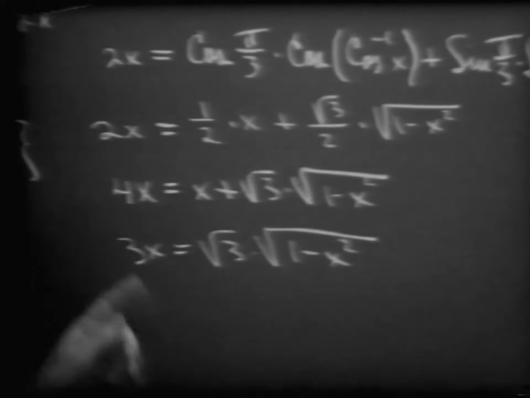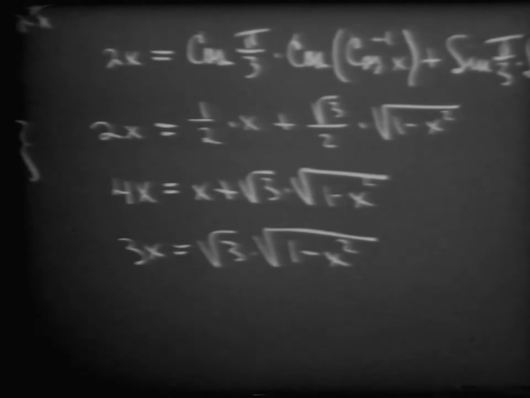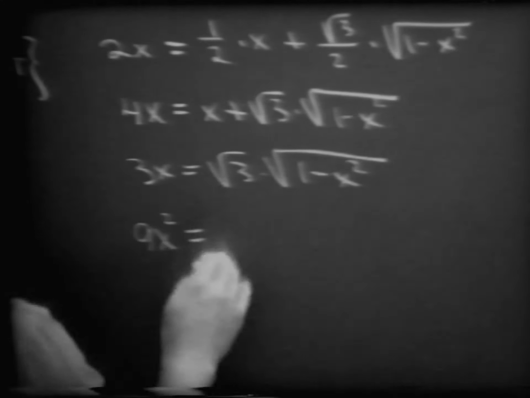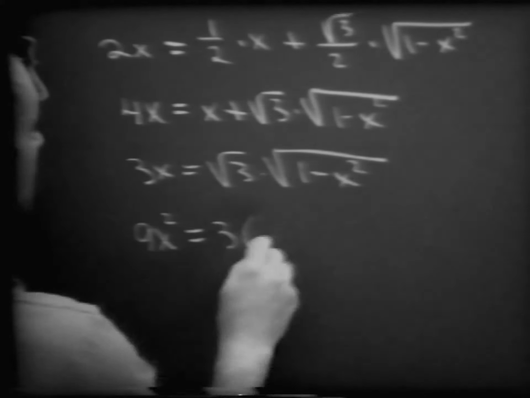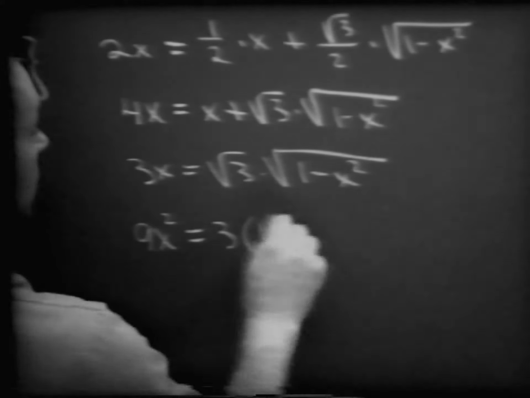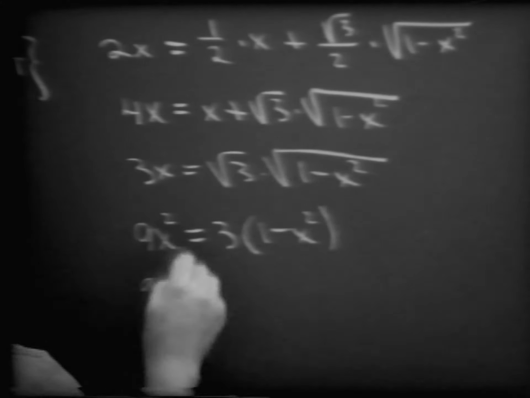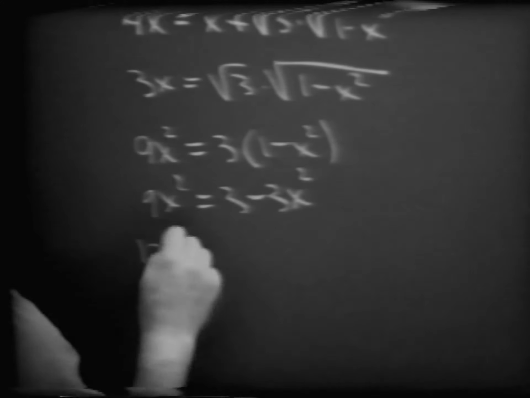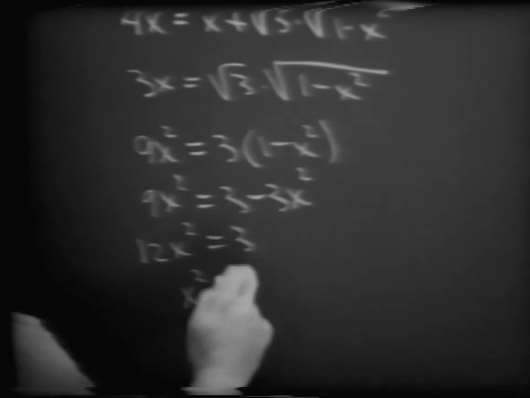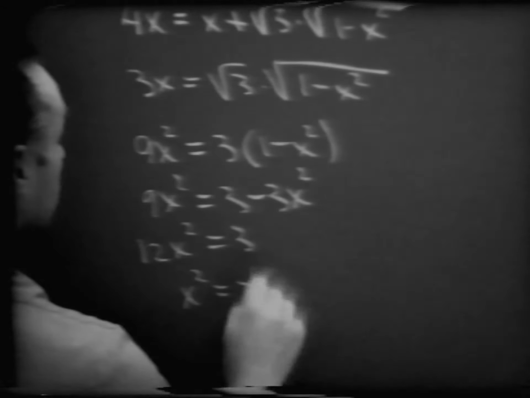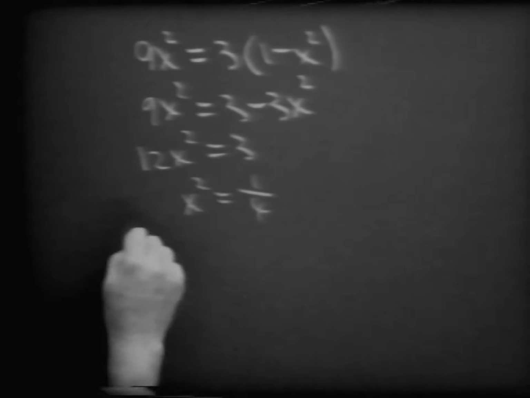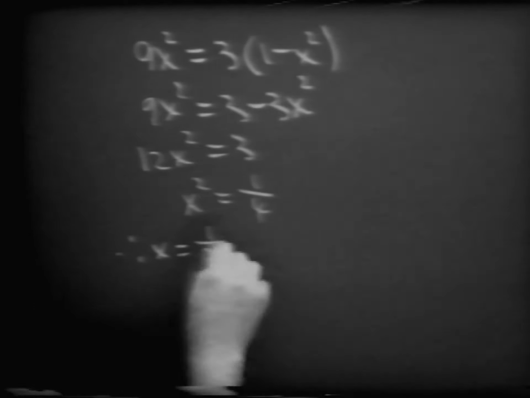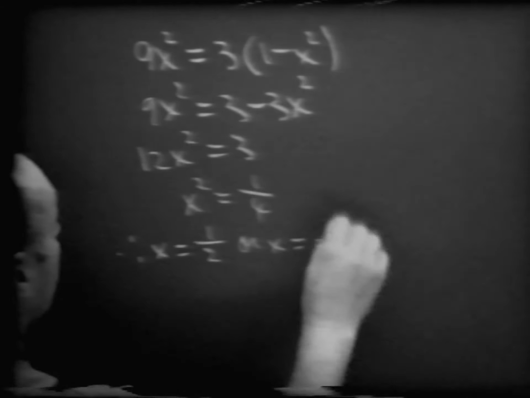Square them. Now, as soon as you square them, you have lost equivalency. Is that right? Because when you undo that, you might get plus or minus. So if we square this number, we get 9x squared is equal to 3 times 1 minus x squared. Well, if you simplify that, we have 3 minus 3x squared. Let's add 3x squared to both sides. 12x squared is 3. X squared then is 3/12, which is 1/4. Now, if x squared is 1/4, therefore x must be 1/2, or x must be negative 1/2.